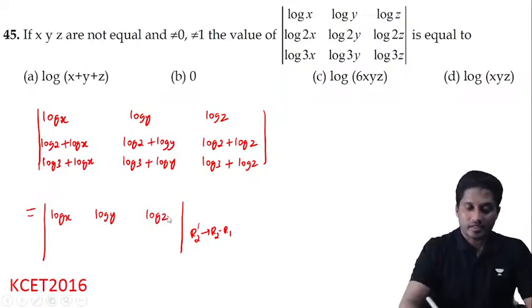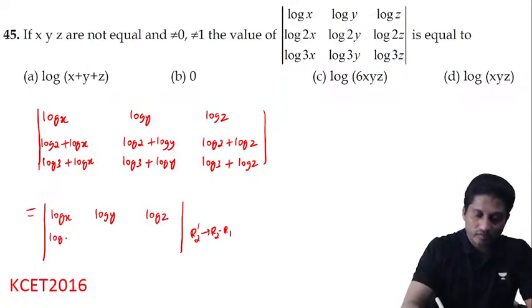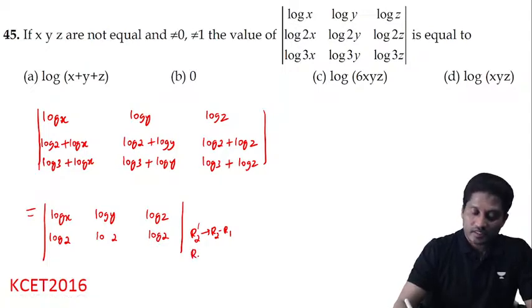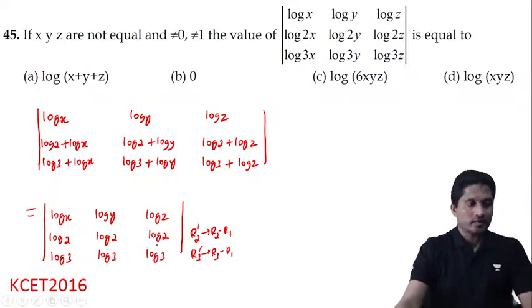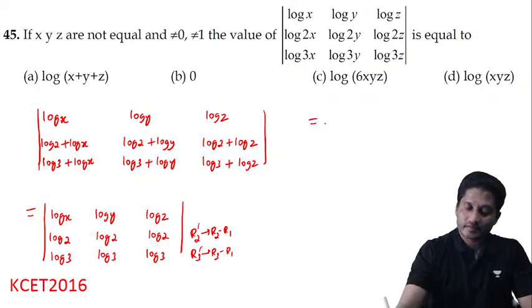Okay, R2 minus R1, log x will cancel, you get log 2. Again, this is log 2 and log 2, because log z will get cancelled. Change R3 to R3 minus R1. This is log 3, and again this is log 3. In the second row log 2 is common, and in the third row log 3 is common.